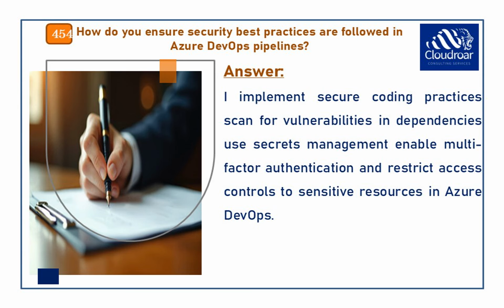Question 454. How do you ensure security best practices are followed in Azure DevOps pipelines? I implement secure coding practices, scan for vulnerabilities in dependencies, use secrets management, enable multi-factor authentication, and restrict access controls to sensitive resources in Azure DevOps.